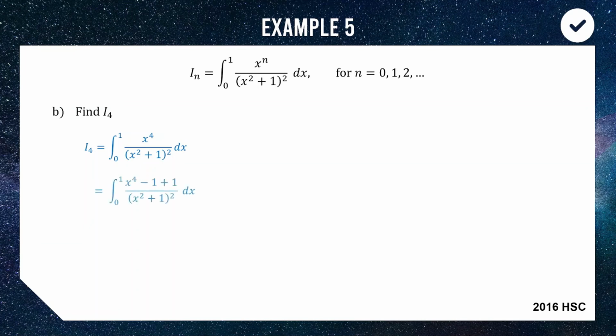What we're going to do is add to the top and bottom a -1 and a +1. So we've added 0 to the top of the fraction. It's still the same integral, but now we're going to split this apart into two separate integrals. We're going to leave the x to the 4 minus 1 just here. We're going to split apart the +1 into a separate fraction and a separate integral, because this part on the end, we already know what the value of this is. We already figured this out in the earlier part of the question.